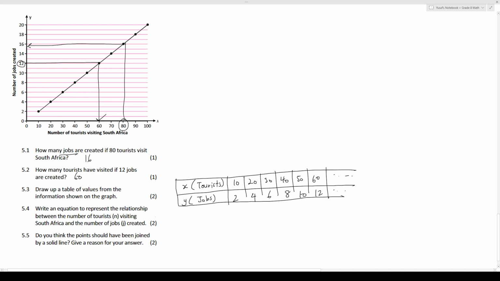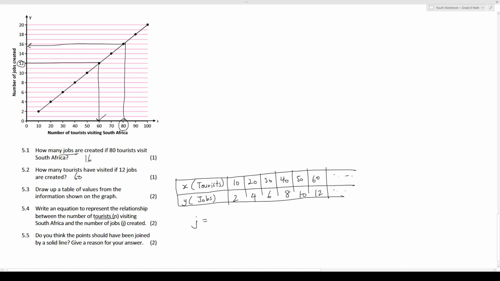Next question, write an equation to represent the relationship between number of tourists, in brackets n, visiting South Africa and number of jobs created. So to answer that question, we have to look at the relationship from the table we've just drawn. So the number of jobs depend on the number of tourists that are there. So y, or j in this case, is equal to some function of the tourists, so some function of n.